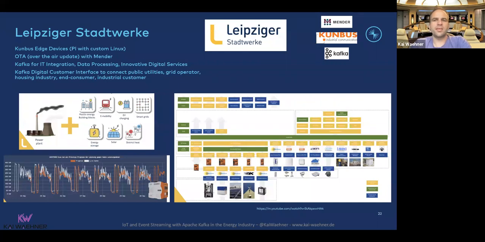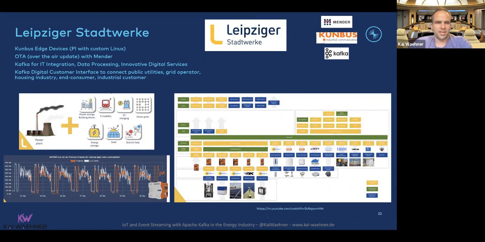And on the other side, at the top of the picture, they also connect to the IT world, where they have their business applications running. And here's the same story. So they do data integration, data correlation, and data processing in real time at scale in a reliable way.